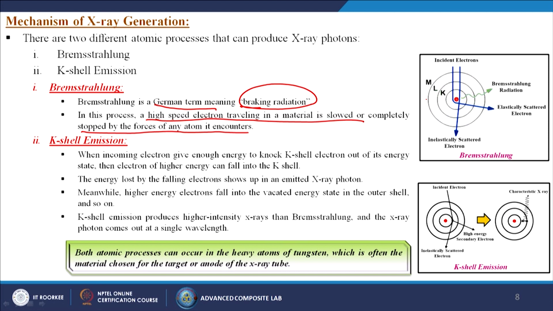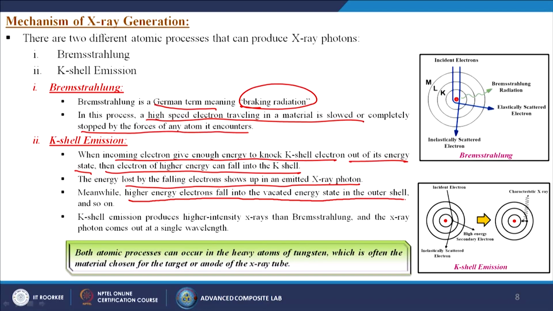When we are talking about K-shell radiation, in this particular case, when the incoming electron gives enough energy to knock a K-shell electron out of its energy state, then an electron of higher energy can fall into the K-shell. The energy lost by the falling electron shows up in an emitted X-ray photon. Simply, the electron will change its position. It will come to the K-shell. Meanwhile, higher energy electrons fall into the vacated energy state in the outer shell and so on.